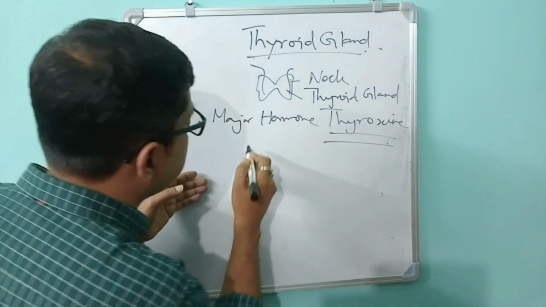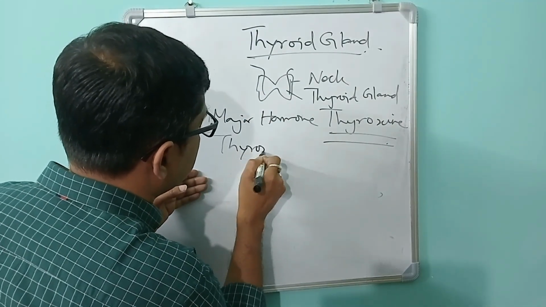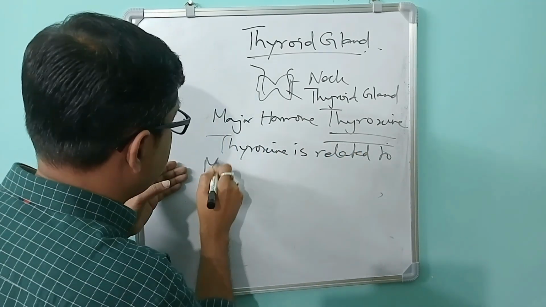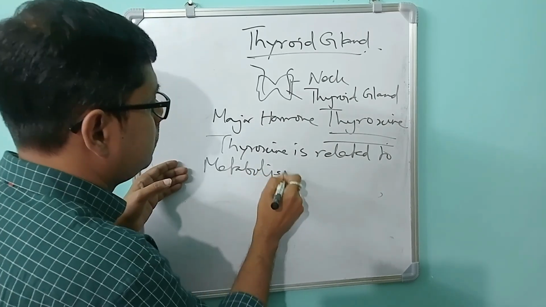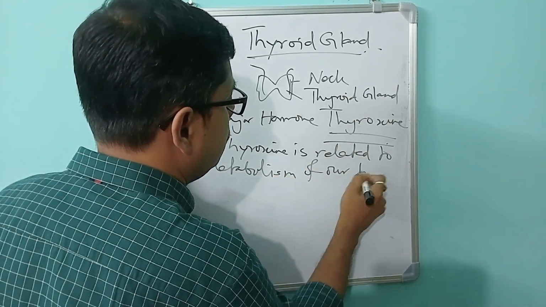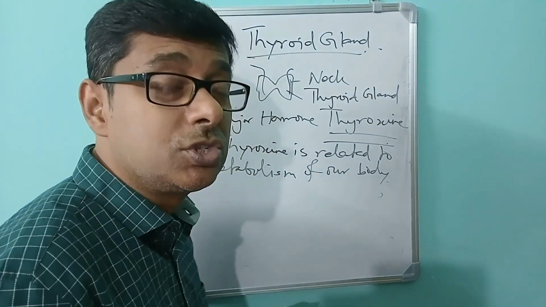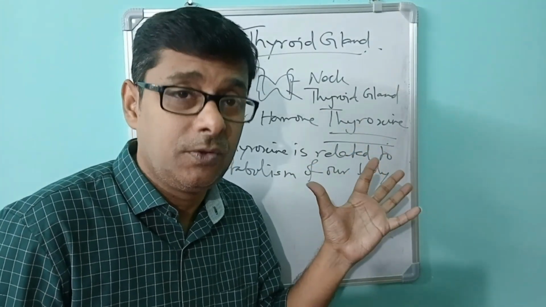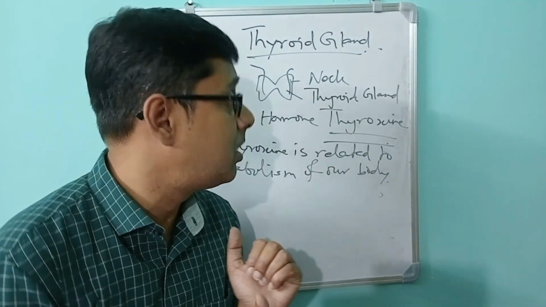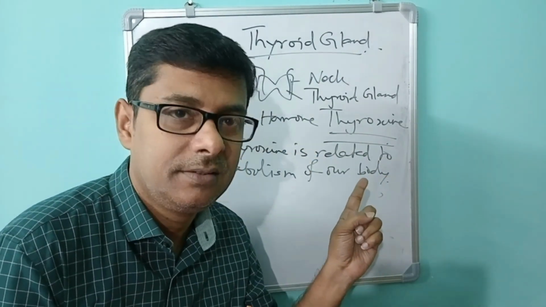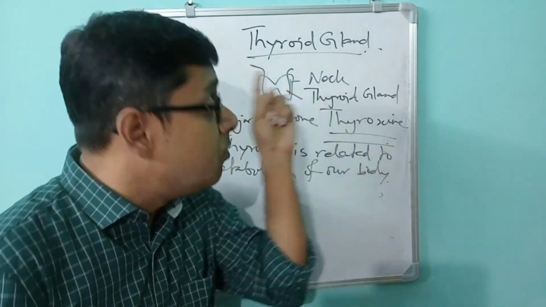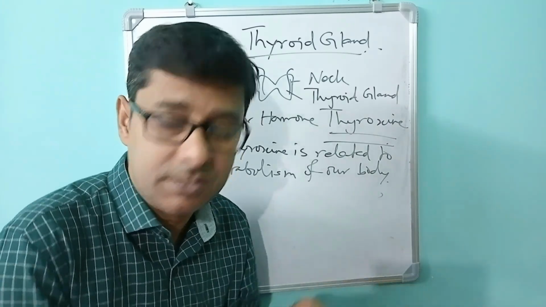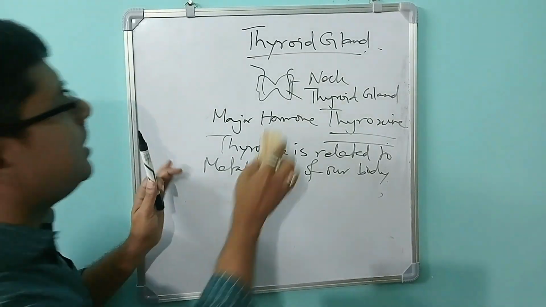Now thyroxine is related to the metabolism of our body. My main question: when this thyroxine hormone is secreted in large amount from the thyroid gland, what happens then? When this thyroxine hormone is secreted in less amount from the thyroid gland, then what happens? Clear? So 2 conditions we will discuss.